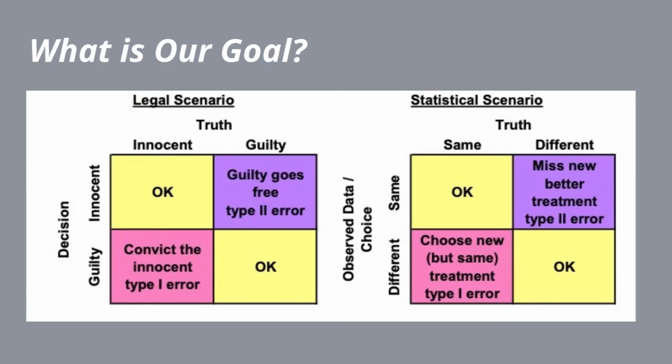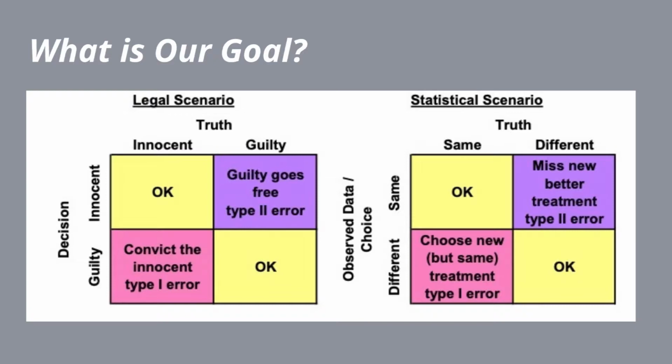So if the groups are really the same and we find them different, we're choosing a new treatment and saying that this new treatment or this new intervention is better, but it's really not. That's the type 1 error. We have found for the alternative hypothesis when the null hypothesis was really true.